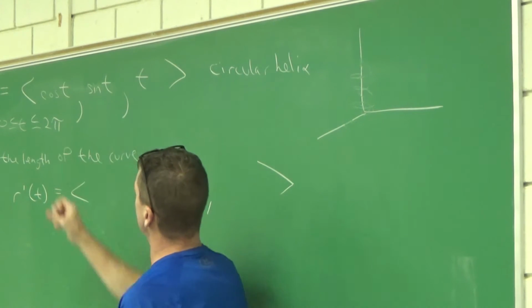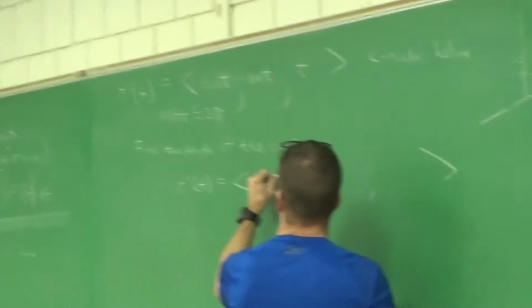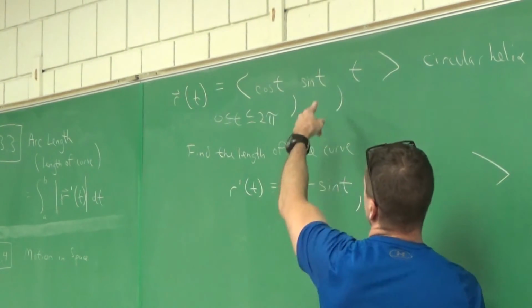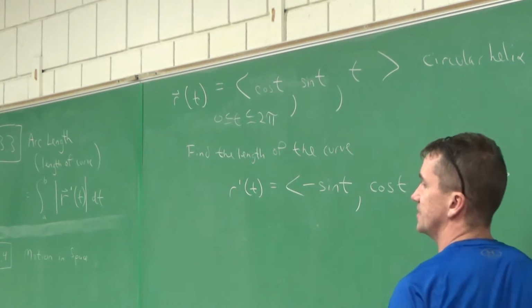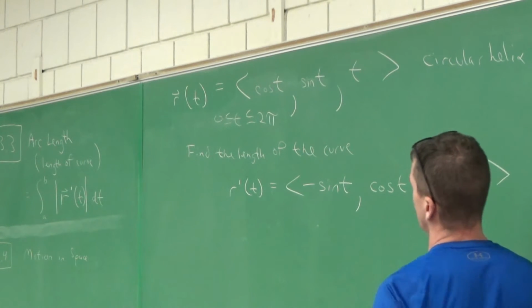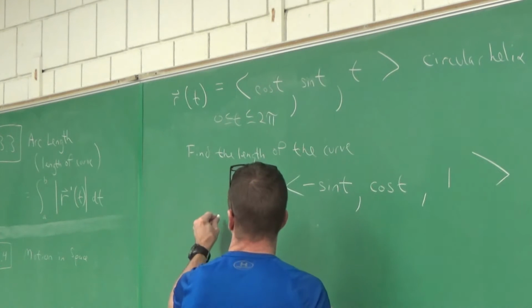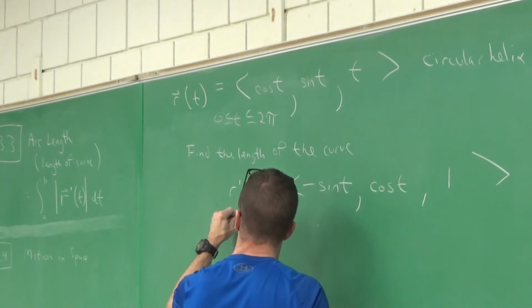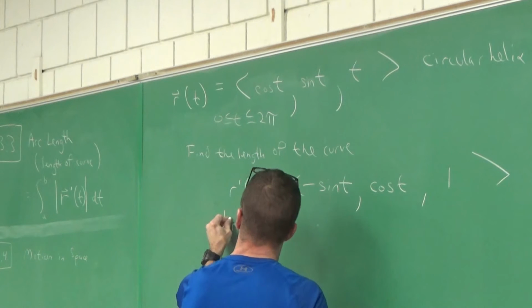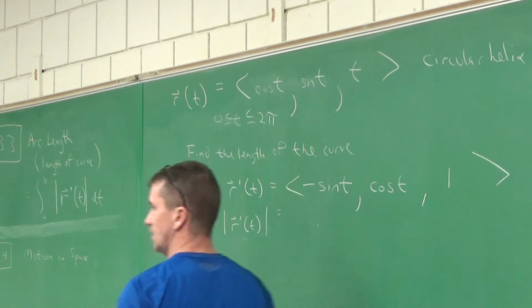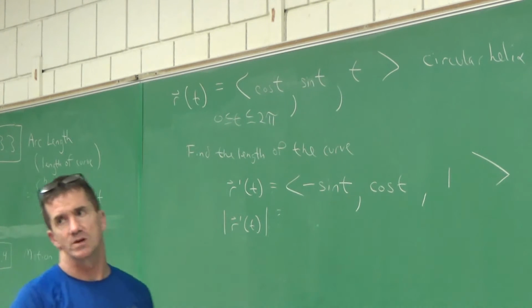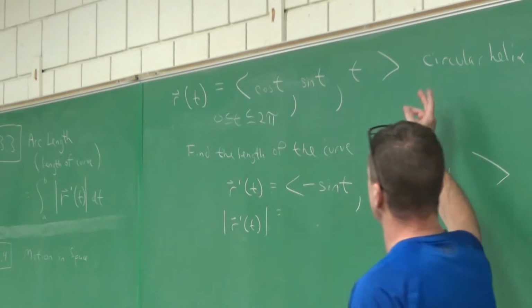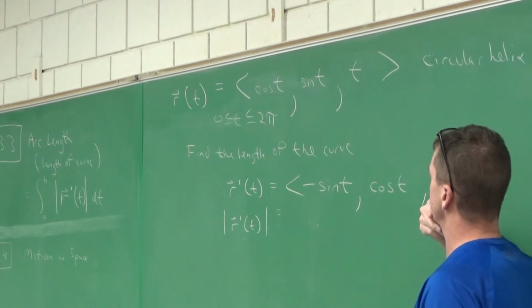What's r prime? Let's differentiate cosine of t: negative sine of t. Let's differentiate sine of t: cosine of t. And let's differentiate t: 1. All right, so there's r prime of t. Now, we're going to write out the magnitude of r prime of t. You're going to notice with this problem, everyone, we will be able to solve this without the calculator, the length of curve of this helix here.